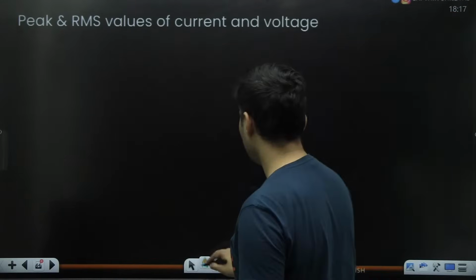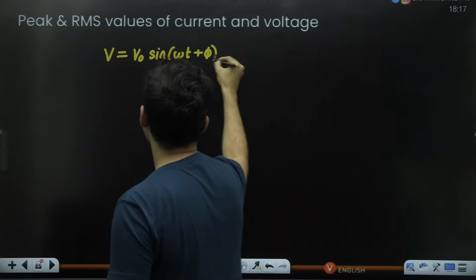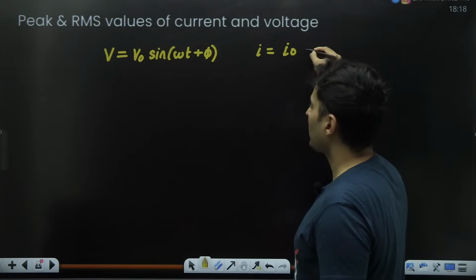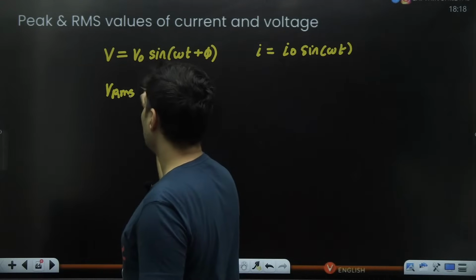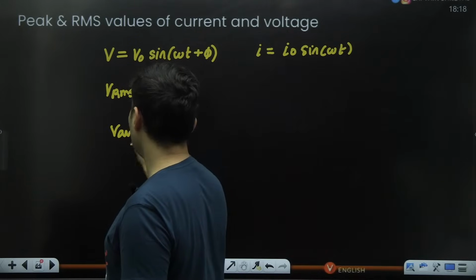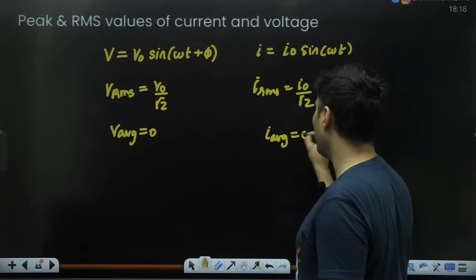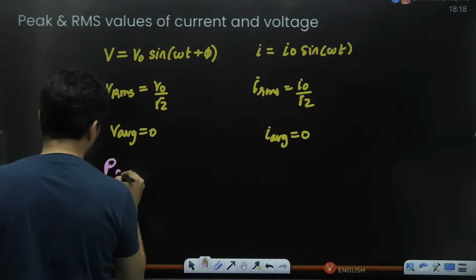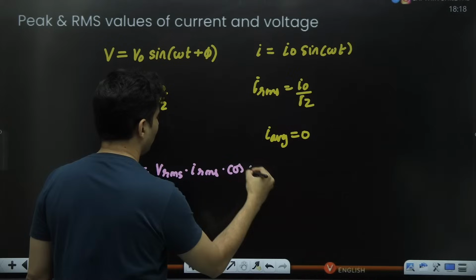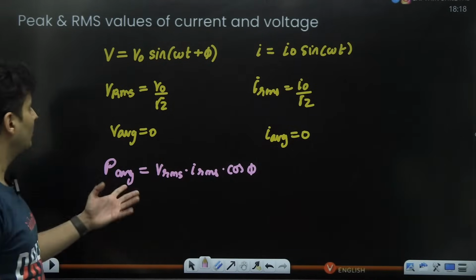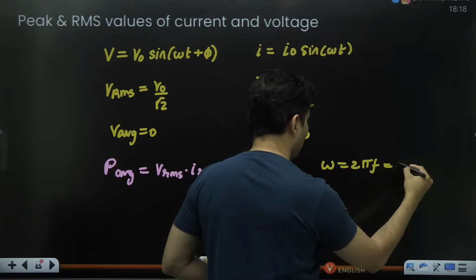Peak and RMS values of current and voltage in AC circuits. Usually your AC voltage is V naught sine of omega t plus phi, and your current might be I naught sine omega t, where phi is the phase difference. RMS voltage is V naught by root 2, where V naught is the peak voltage. Average voltage is obviously 0. RMS current is I naught, the peak current, by root 2, and average current is also 0. Average power is not 0. It is V RMS into I RMS into cos phi, that phase difference between voltage and current. This is the formula. And omega is your angular frequency, keep that in mind. It is nothing but 2 pi f, and frequency is 1 by time period.